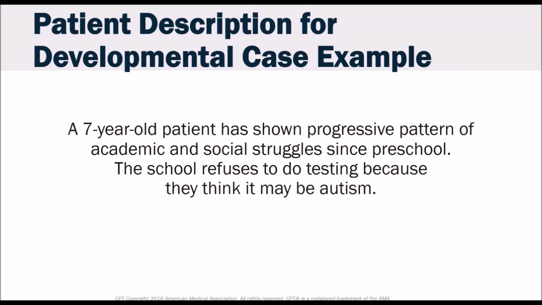Here we have our third clinical example. This is our developmental case example. We have a 7-year-old patient who's shown progressive pattern of academic and social struggles since preschool. The school refuses to do testing because they think it may be autism, and referral is made to a psychologist for an assessment.